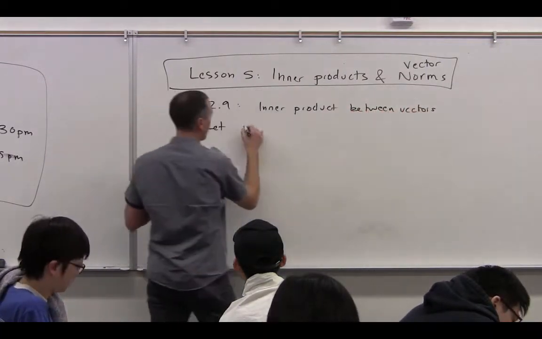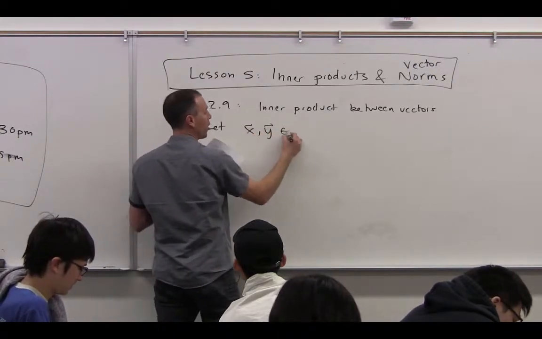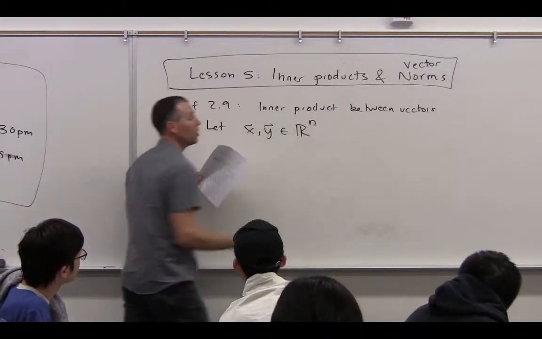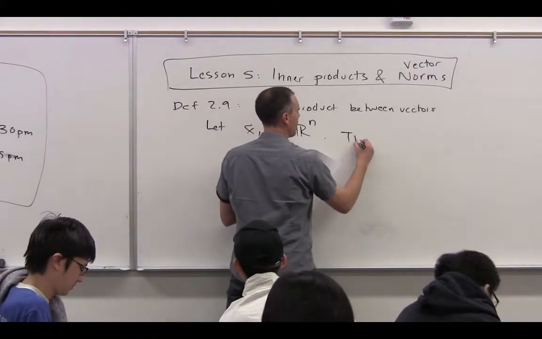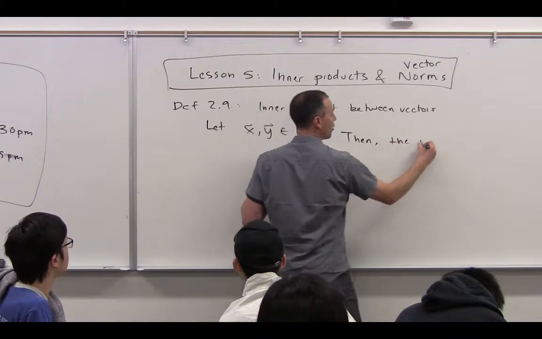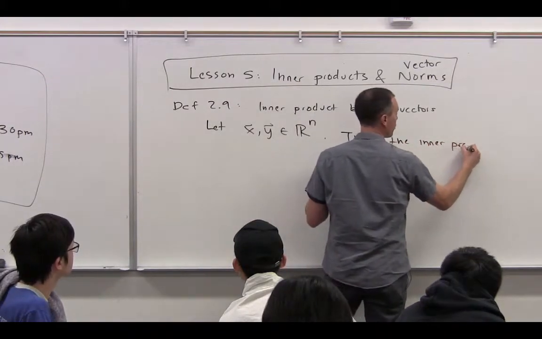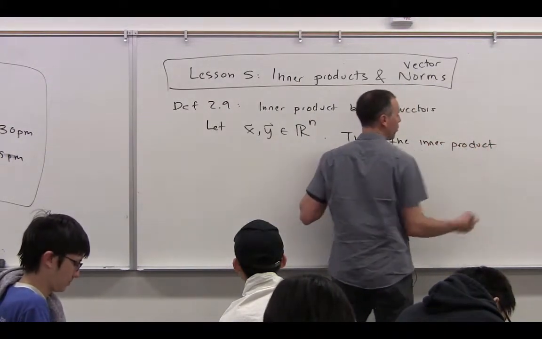All right. Could you guess what we need to start with in order to define an inner product between two vectors? Two vectors, and we're going to start with column vectors of the same size. Then the inner product, and I want to call it an inner product. I don't want to call it a dot product. This is no longer Math 1C.